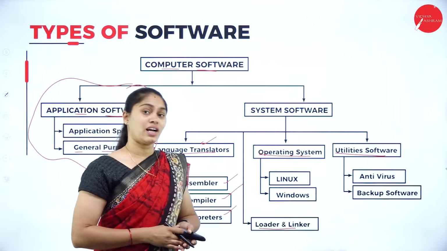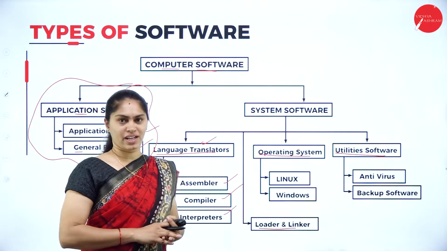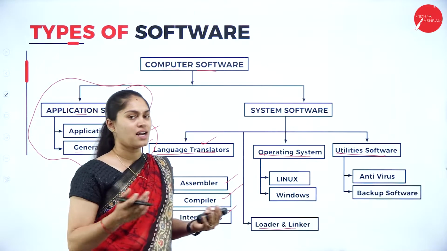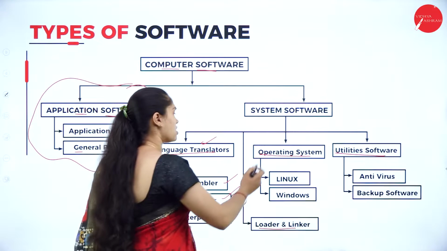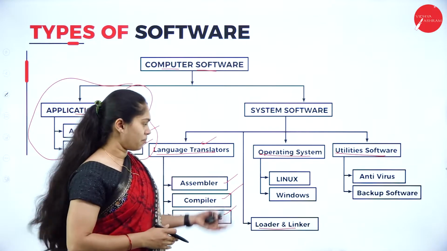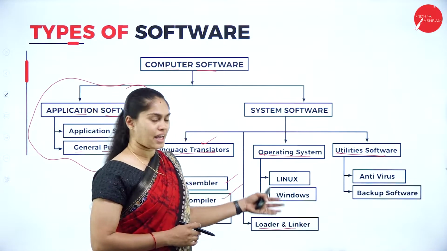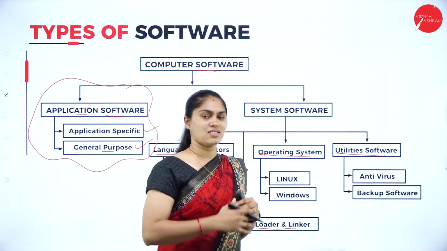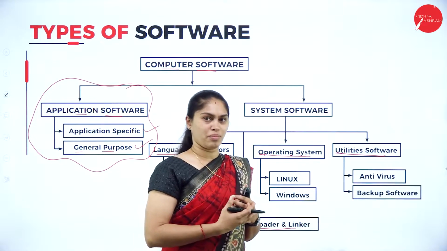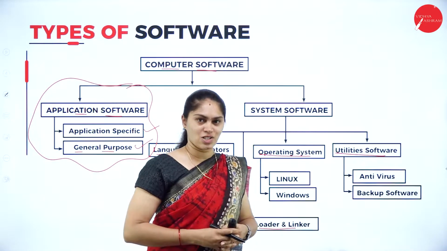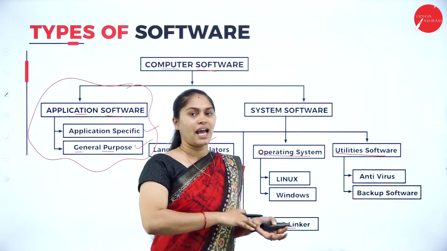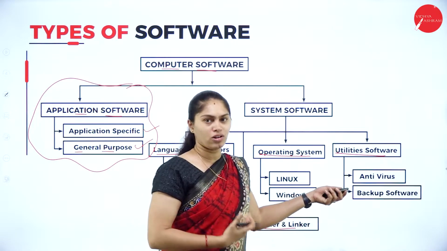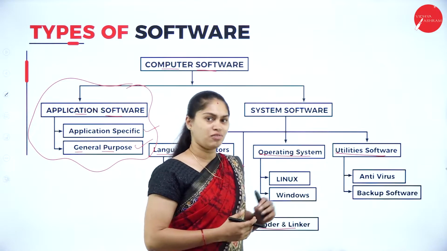Then who controls and coordinates all the activities of a computer? Who acts as an interface between the user and hardware components? All that is taken care of by the operating system. Linux and Windows are examples of operating systems. In order to improve the efficiency or enhance the performance of an operating system, we have utility software, which takes care of functions performed by the operating system. It will uphold, upgrade, or enhance the features of the OS.